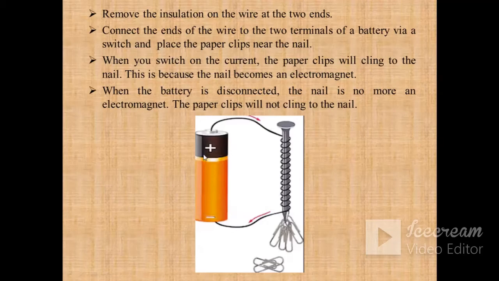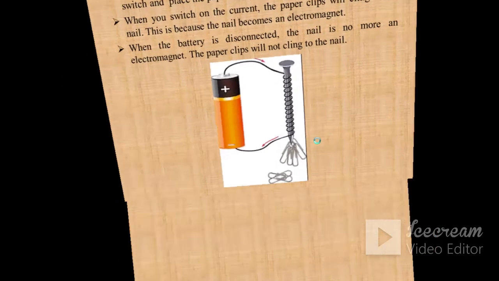So as soon as you switch on the current, or as soon as you complete this circuit, what happens? It becomes a magnet, and when it becomes a magnet, the paper clips will be attracted towards it. And when you disconnect this battery, that is, now there is no current. So we already discussed, whenever there is no current, the electromagnet loses its magnetism and the paper clips which were clinging to the nail will not cling to the nail now.